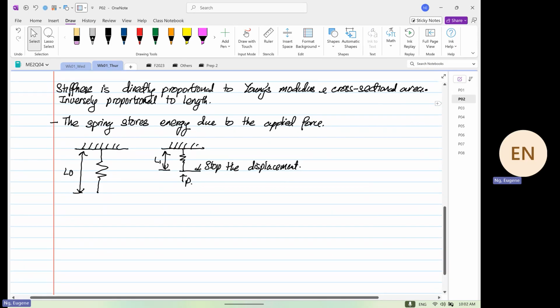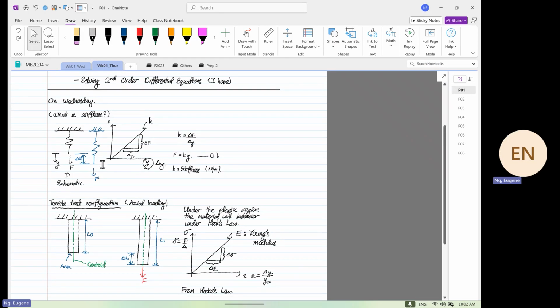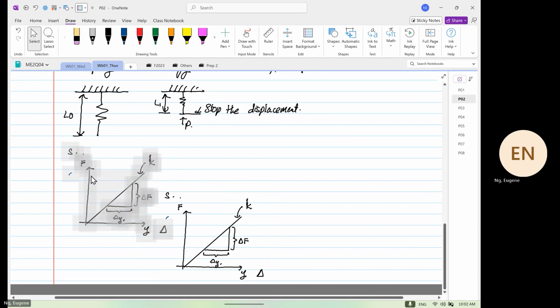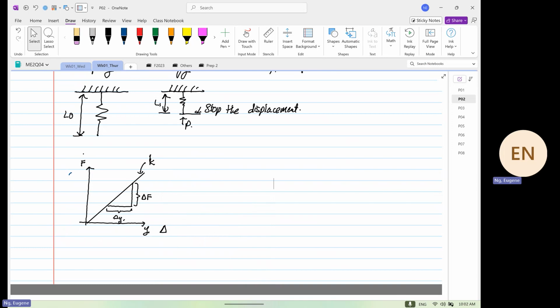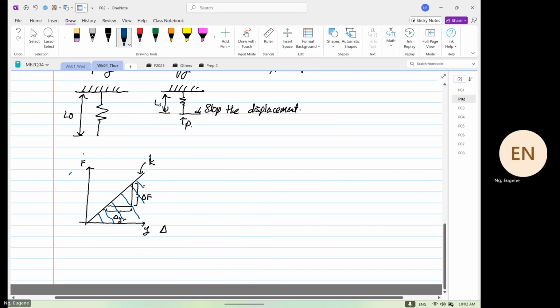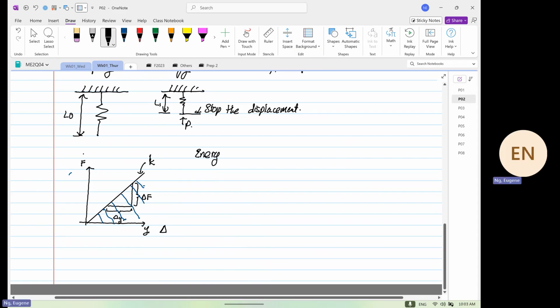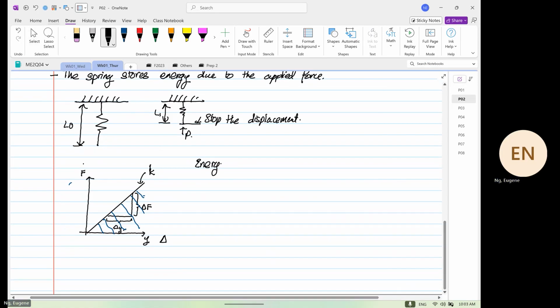Okay? So in this case, looking at our graph that we have drawn earlier, you don't need to copy this, you have drawn it already. So based on this graph over here, the energy is basically the area under the what? It's basically this energy. Right, so energy is equal to half multiplied by y and F.